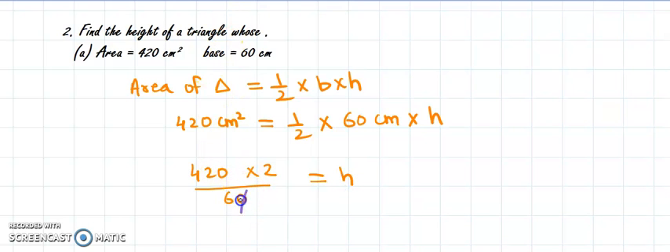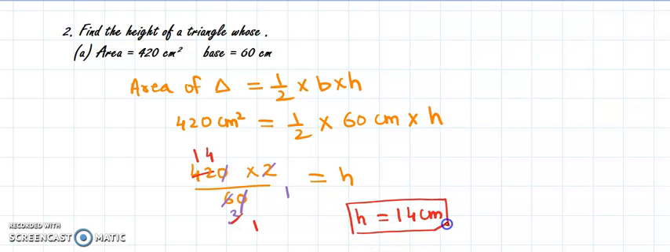Let us start cancelling. 6 and 6 get cancelled. 2 1s are 2, 2 3s are 6, and let us simplify this one also. 3 1s are 3, 3 1s are 3, and 3 4s are 12. So we have found the value of h as how much? 14 centimeter. That is the second type of question. Hope you have understood this one.